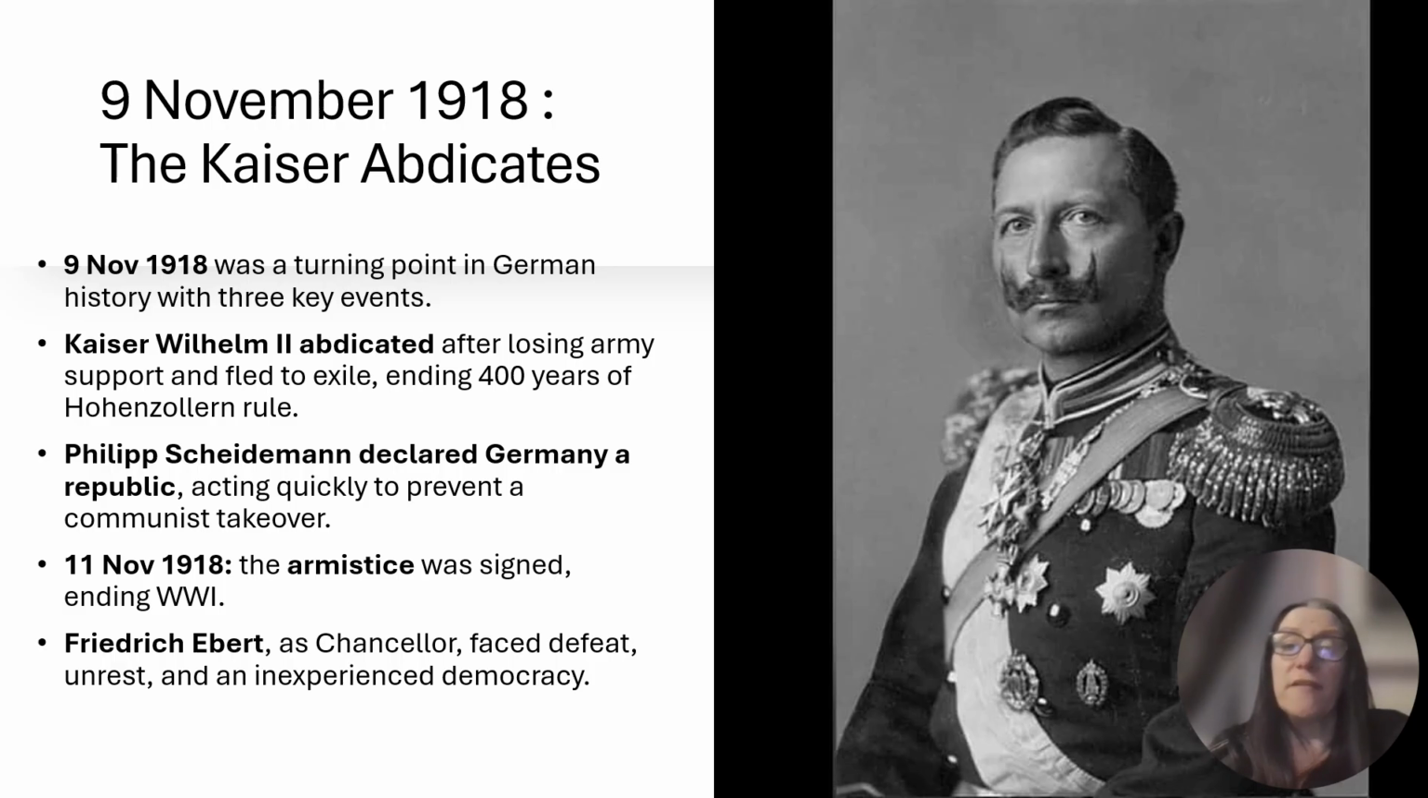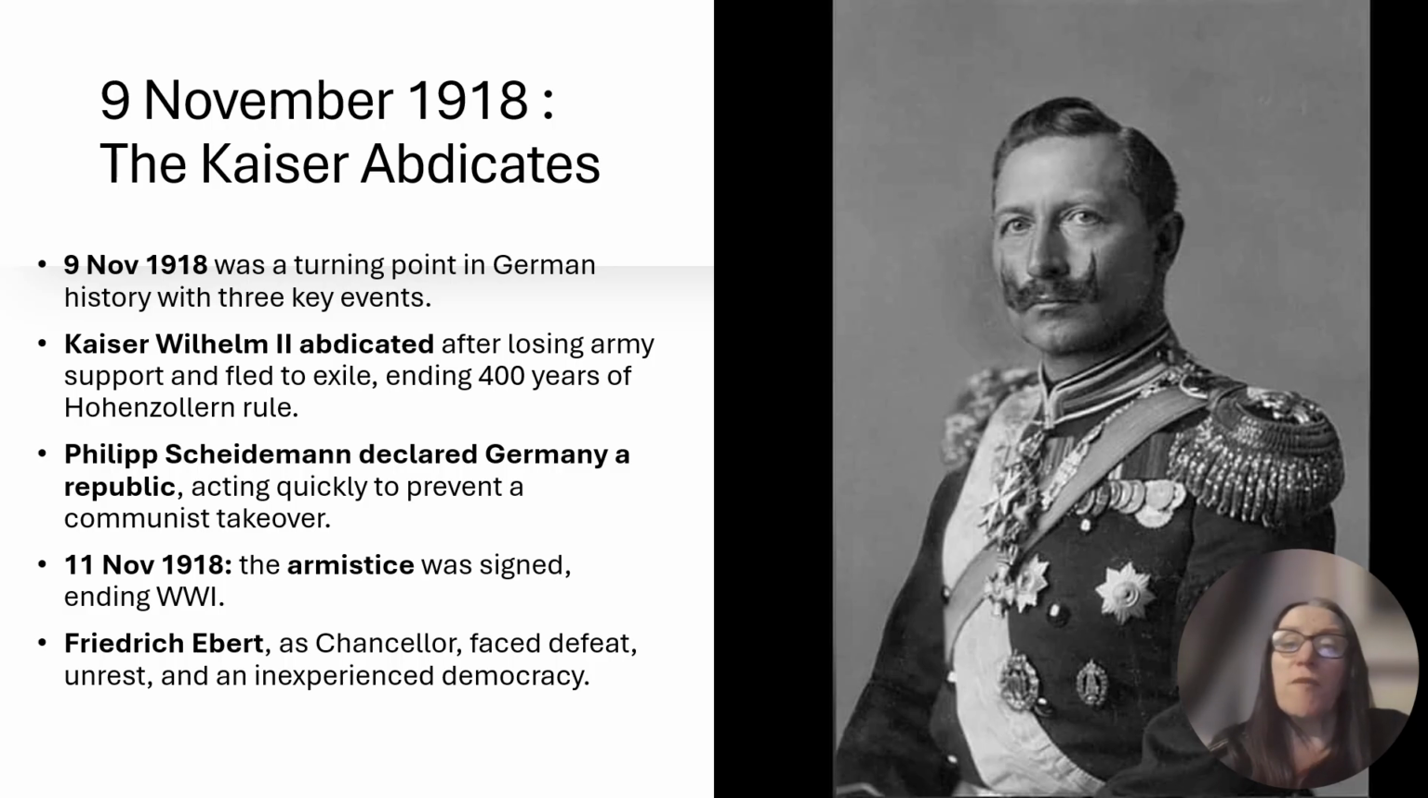And so he went. He fled to the Netherlands, where he would live out the rest of his life in comfortable exile, never returning to Germany. Over 400 years of dynasty rule ended just like that.